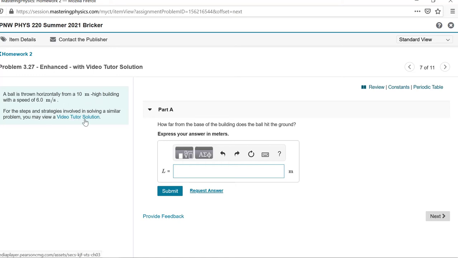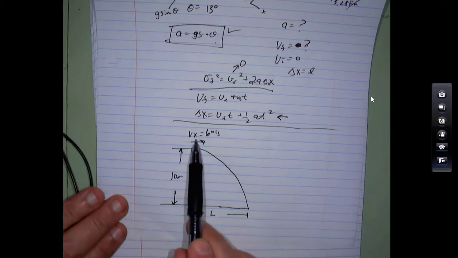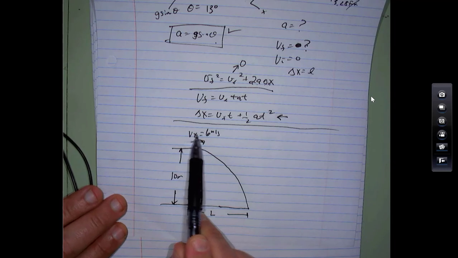Here's a video tutor solution. You can go through this. The author has worked out a similar problem. How far from the base of the building does the ball hit the ground? And also you could hit the review link here to review this section in the book. This is projectile motion. We're moving in two directions simultaneously, the x direction and the y direction. Let's take a look at this problem. Okay, so here's the picture. The velocity that we have is in the x direction.